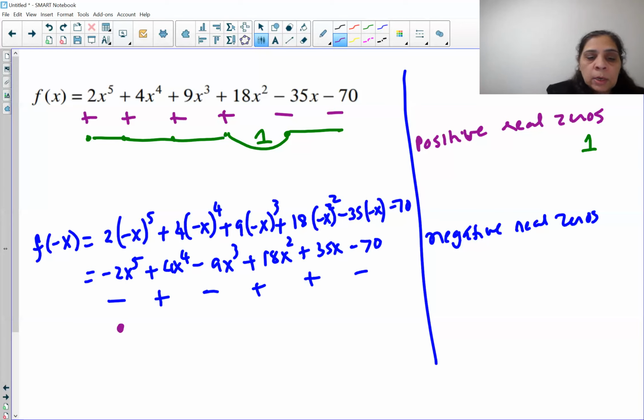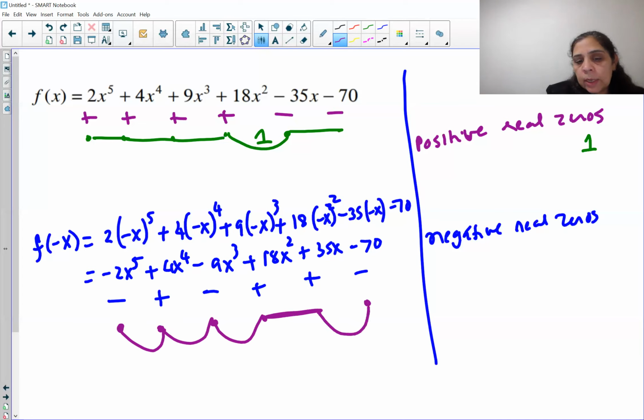See, from here to here, we will just make a dot to make it easier. So see, from first term to second term, sign change. Here, sign change, sign change. Positive to positive, so here, no sign change. Positive to negative, that is sign change. So we can see 1, 2, 3, and 4.